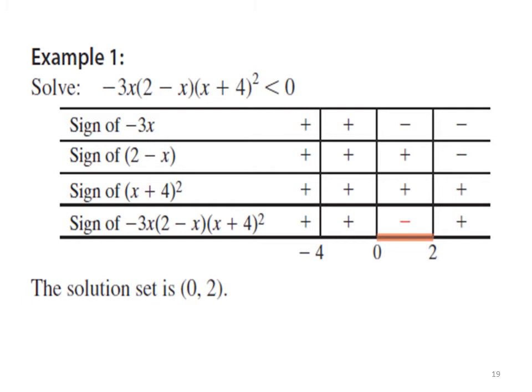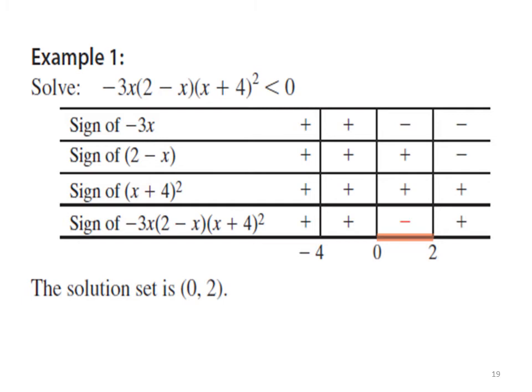For the second term, 2 minus x, this will be 0 at x equal 2, but it will be positive for x less than 2. It will be positive for the intervals to the left of 2. It will be negative for x greater than 2. The next term, because x plus 4 is squared, will be positive everywhere, in all of the intervals.